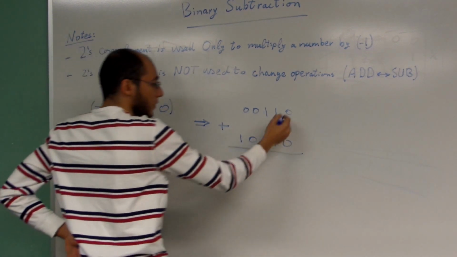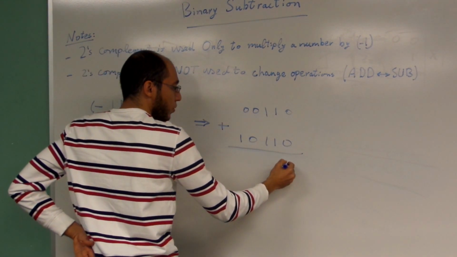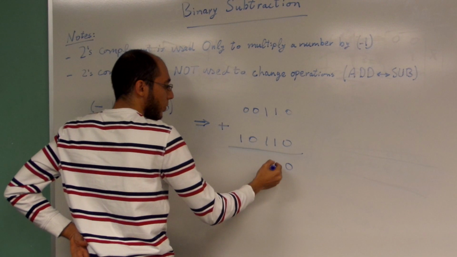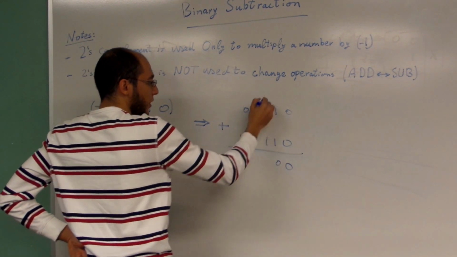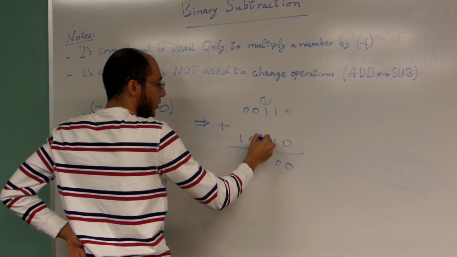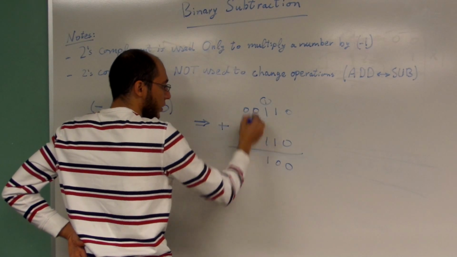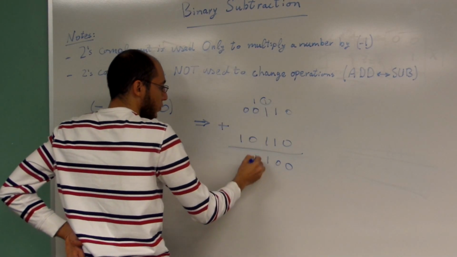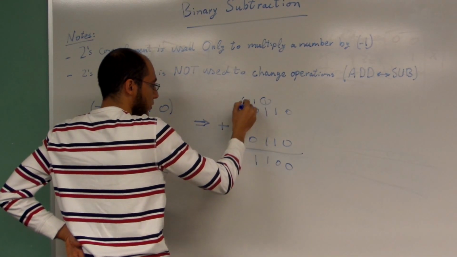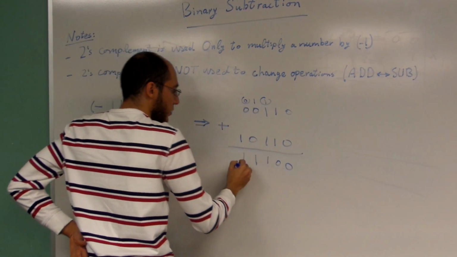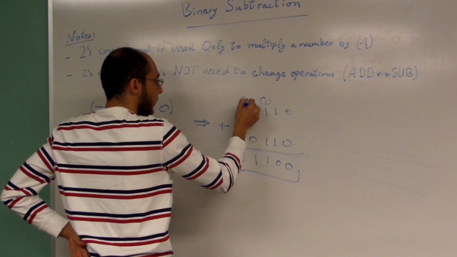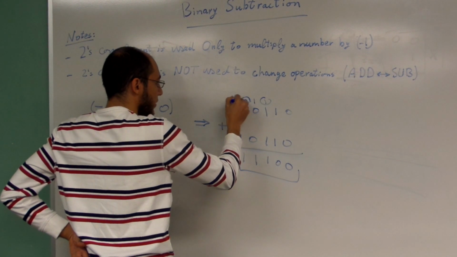Okay? 0 plus 0 becomes a 0. 1 plus 1 is 0 and carry 1. 1 plus 1 plus 1 is 1 and carry 1. 1, carry 0. 0, then this is a 1. Okay? Overflow. So here there's a 0.